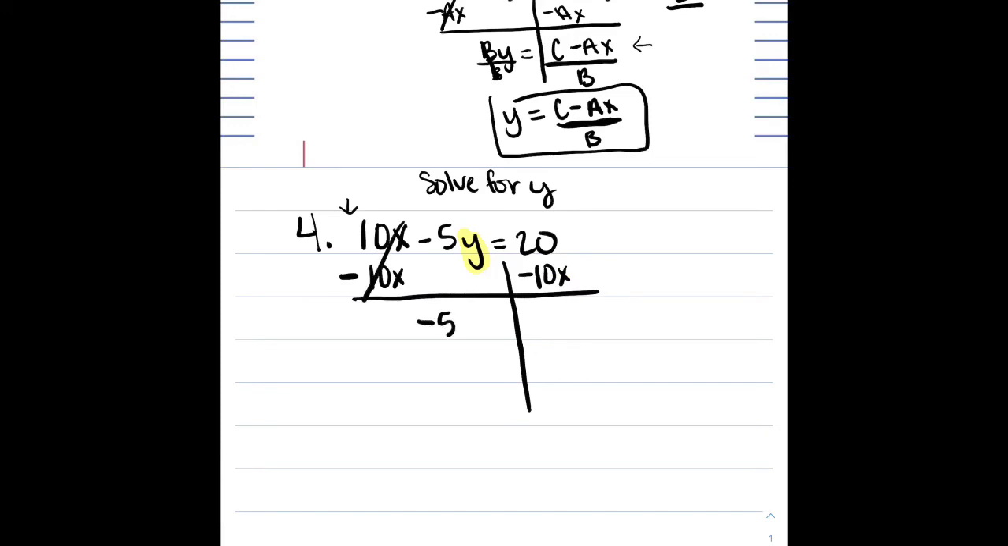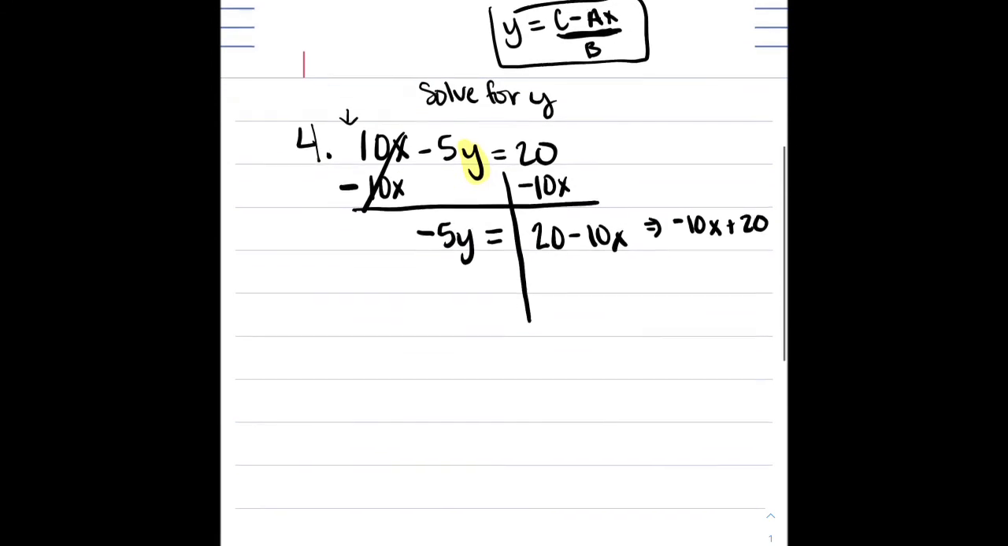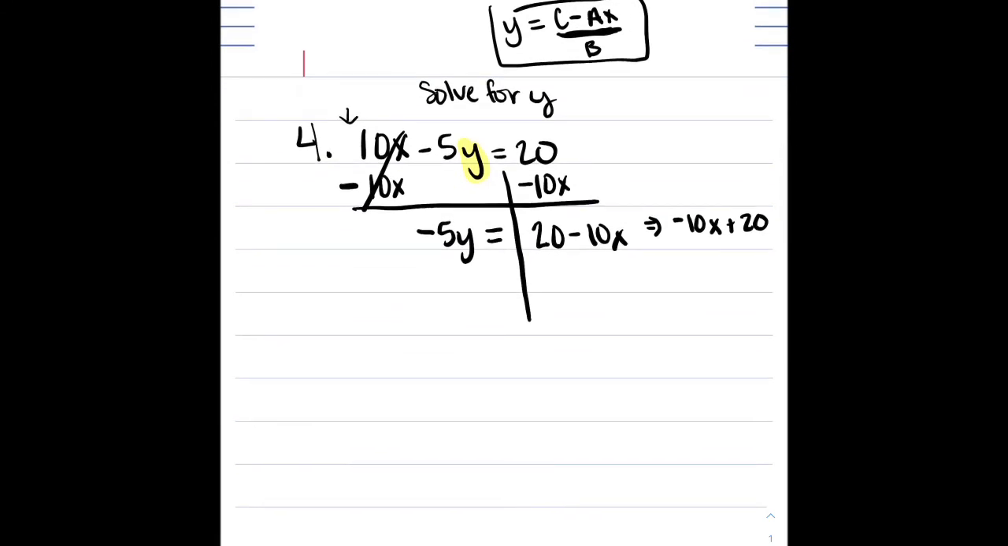So I'm going to subtract 10x from both sides. 10x minus 10x is 0, and I'm just left with negative 5y. And then over here I have 20 minus 10x. Well, I don't know what x is. These aren't like terms, so I can't combine them. I cannot put them together. So I'm just going to say 20 minus 10x. Or this is the same thing as saying negative 10x plus 20. Okay, so either way, this is fine. Now I still need to get y by itself. When I have a number next to a variable, it's multiplication. To undo that, I'm going to divide by the number I'm multiplying by, which is negative 5. And I need to divide everything over here by negative 5. So negative 5 divided by negative 5 is 1. I'm just left with y.